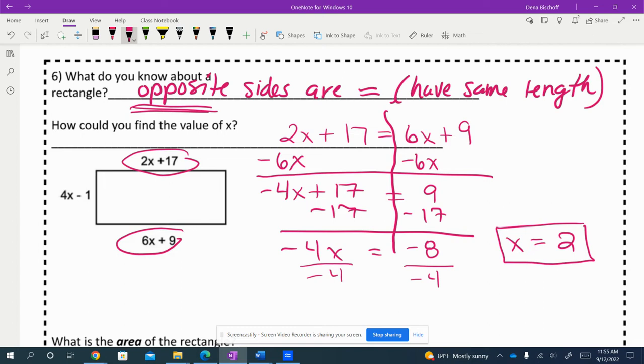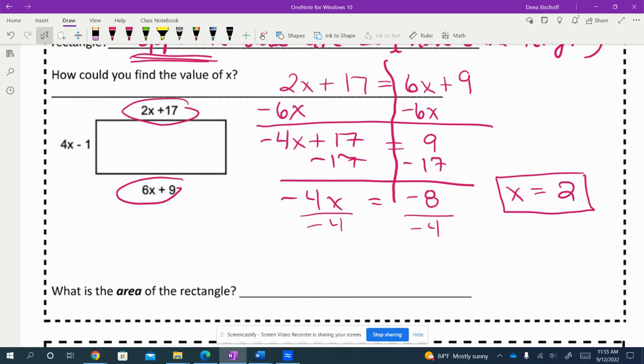Okay, but what is that question down there asking us? What's the area of the rectangle? How do I find the area of a rectangle? That's perimeter. Perimeter is all the way around the outside. Area is the inside. Yeah, the length times the width. So do we know what the length is? Could we figure it out? If this was the length and this was the width, could we use this and figure out what those measures are?